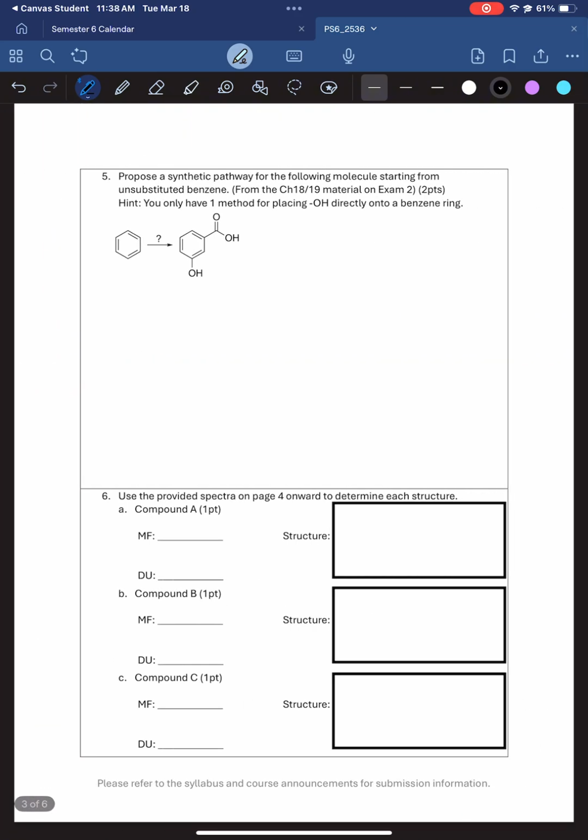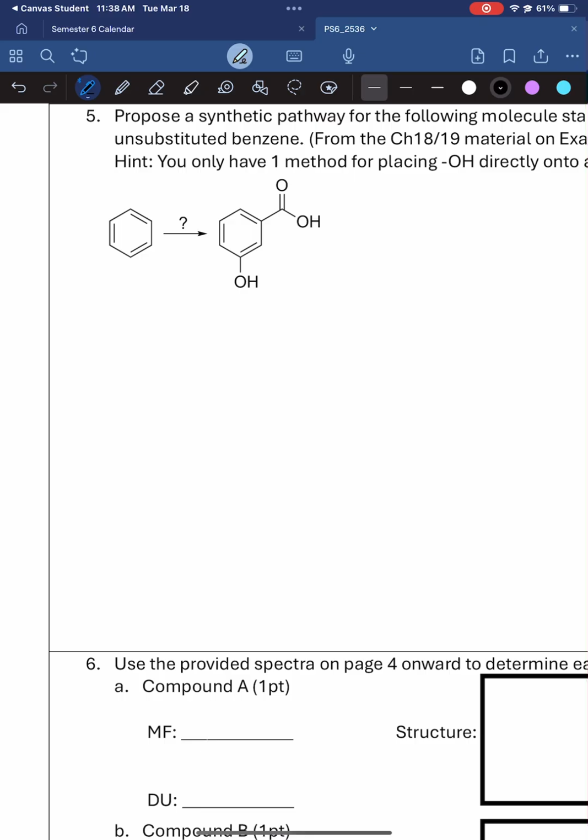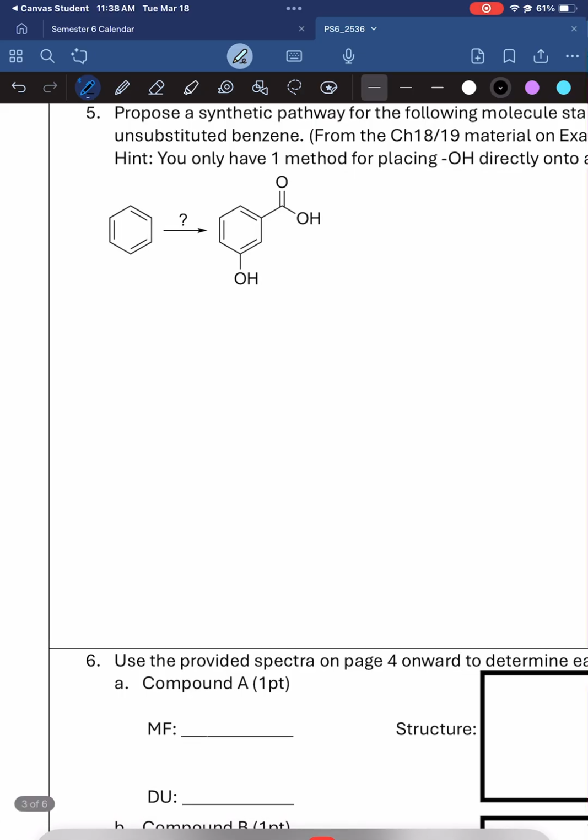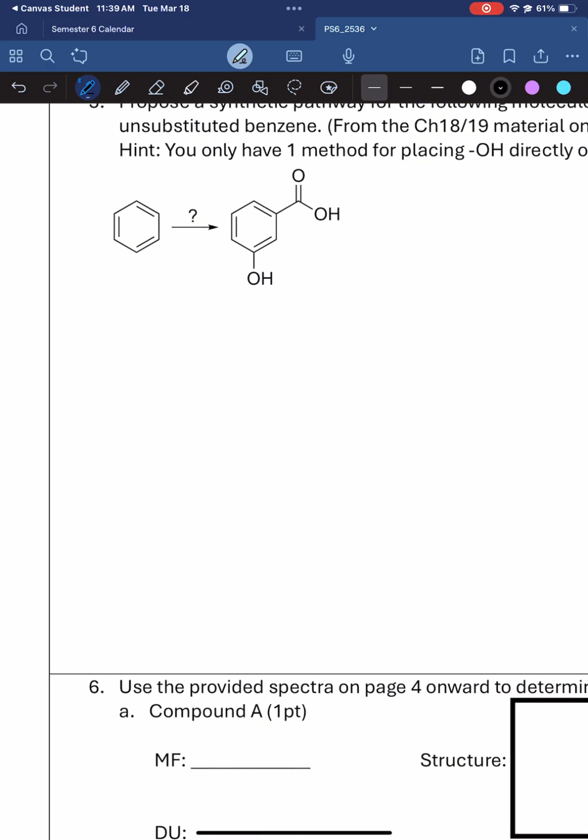Now let's look at question number 5. Propose a synthetic pathway for the following molecules starting from unsubstituted benzene. Remember, this is still going back to exam 1 type material, and there are multiple different ways to go about this that I've seen. People have been using Grignards, people have been using Friedel-Crafts. It kind of is up to you guys. As long as it works and you are obeying all the rules, as long as you get to the final product, it doesn't really matter what path you take. It's not about the journey, it's about the destination.